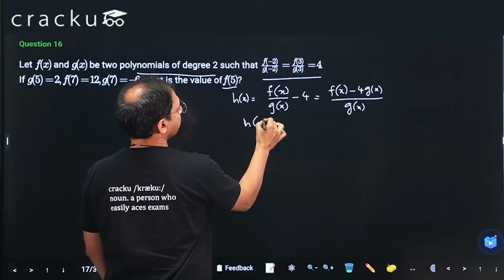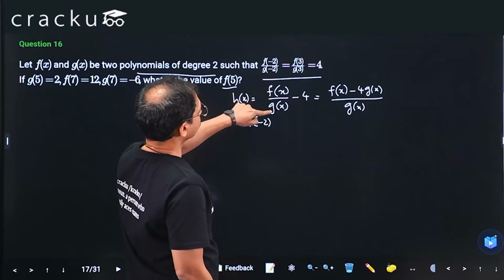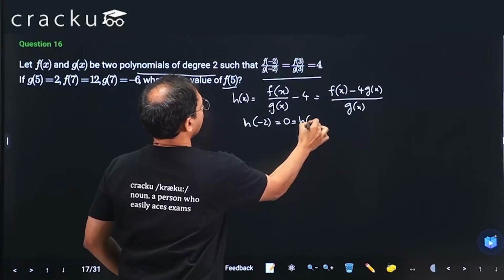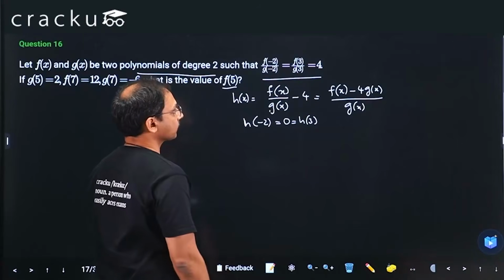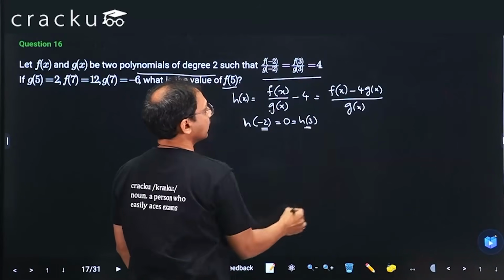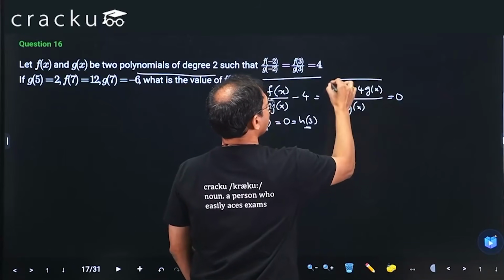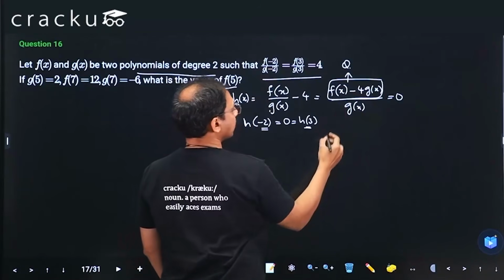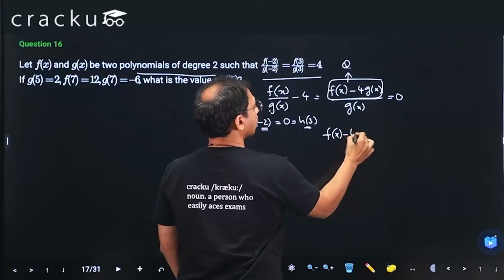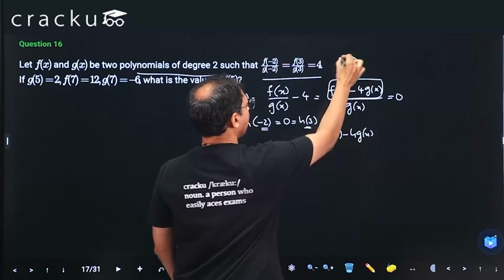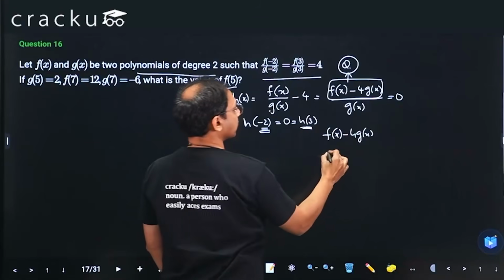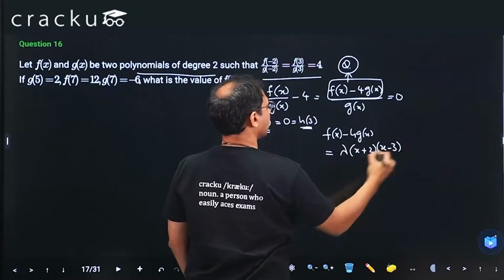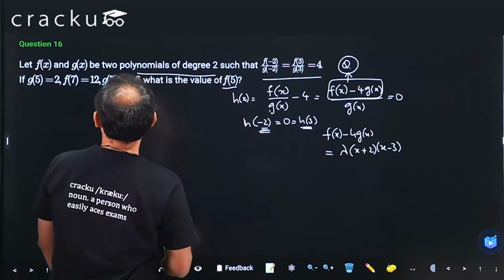Now what will be h of minus 2? This will be f of minus 2 by g of minus 2, which is 4. 4 minus 4 is 0. Similarly, h of 3 also will be 0. So when I put 2, minus 2 and 3, this will become 0. If you look at the numerator, it will be a quadratic. So that should be 0. So f of x minus 4g of x is a quadratic with roots minus 2 and 3. So I can write this as lambda into (x plus 2) into (x minus 3). So look at these values.